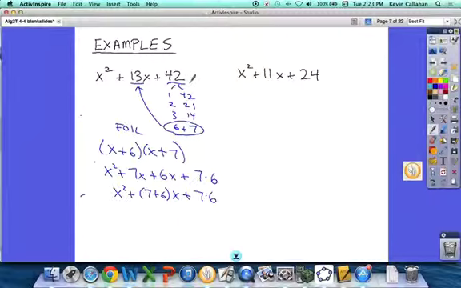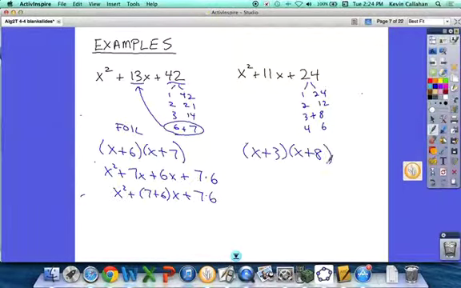What are the factors of 24 that add up to 11? 8 and 3. Any arguments there? 8 and 3? Again, you can check them all out. 1 times 24, 2 times 12, 3 times 8, 4 times 6, and then you just say which 2 add up to 11? These 2. Okay. So what is the factored form of this? x plus 3, x plus 8.